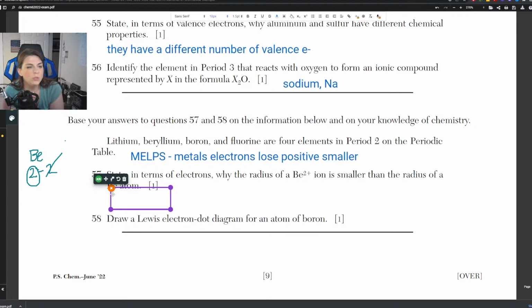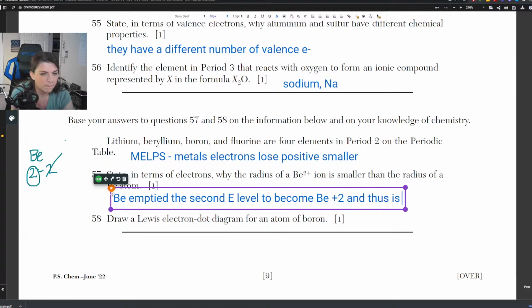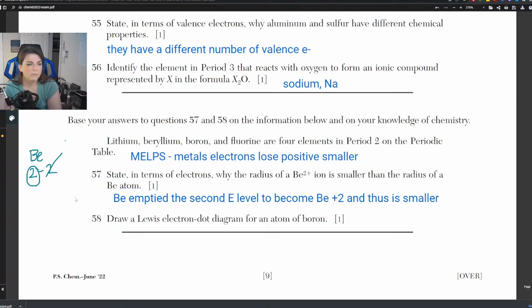So the answer choices for this are going to be something like: beryllium only has 2 electrons now. Beryllium gave away 2 electrons and now is smaller. Beryllium emptied the second energy level, which is what I would write. And that would be that.